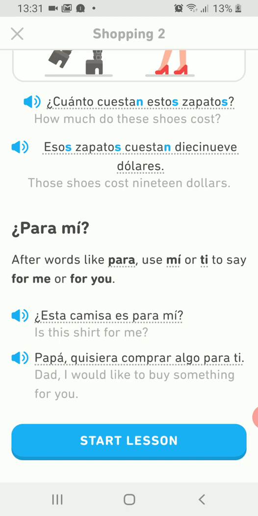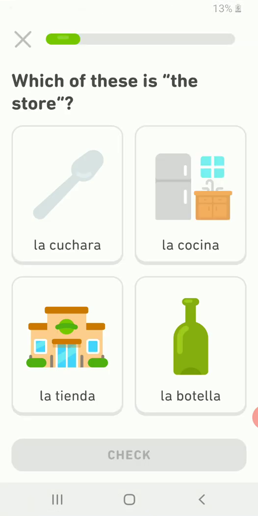But quisiera, I would like, this is something that we have seen. We have the verb to want, which is querer, but quisiera is a different form. So this verb querer, which is to want, can be conjugated in this polite form, which is, I think, not the subjunctive, but the conditional. The conditional. All right, papá, quisiera comprar algo para ti. And let's do some exercises.